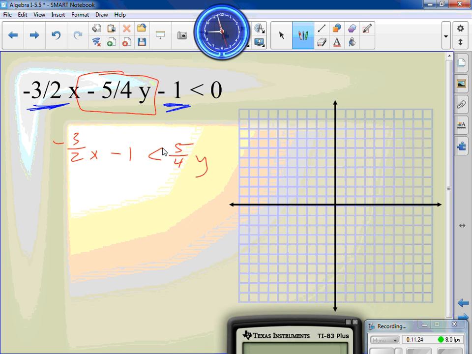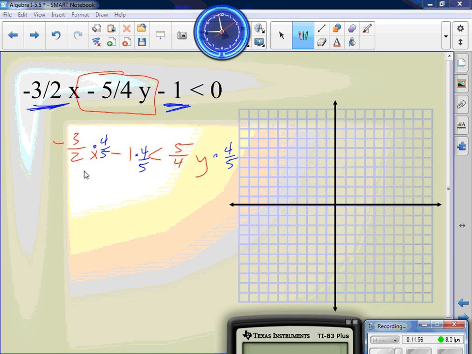How do I get rid of something being multiplied by a fraction? Multiplied by the reciprocal. I heard a couple people say I need to multiply by 4 and then divide by 5. It's the same thing. Multiply by 4 over 5, multiply by 4 over 5, multiply by 4 over 5. Everything has to be multiplied by. A lot of people forget to multiply the negative 1.